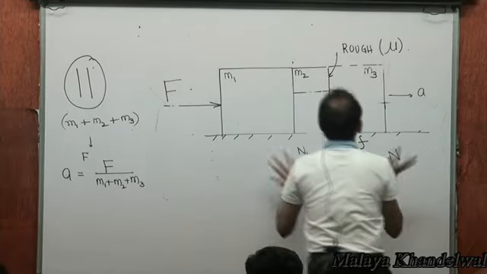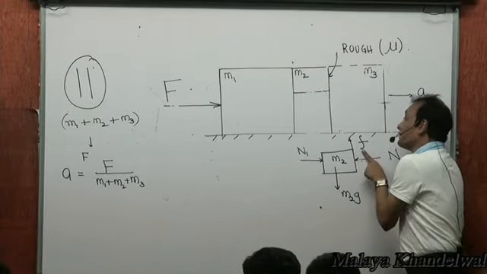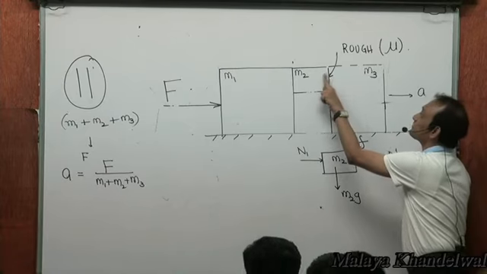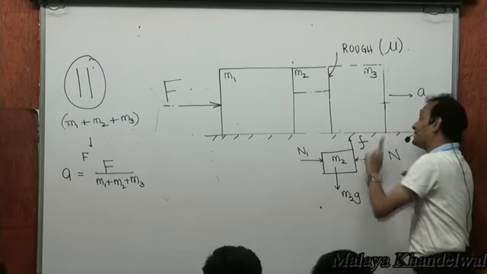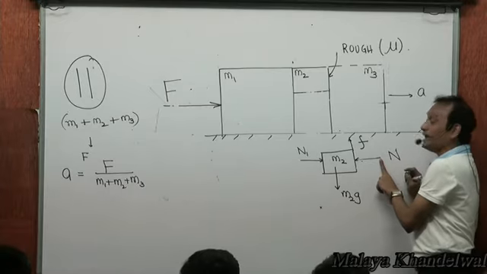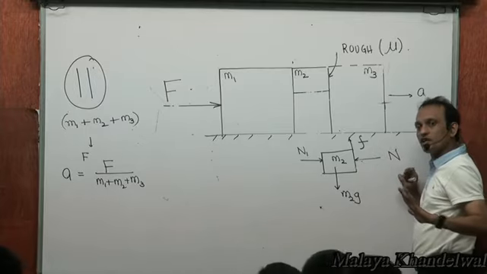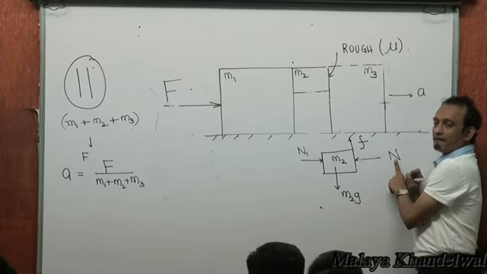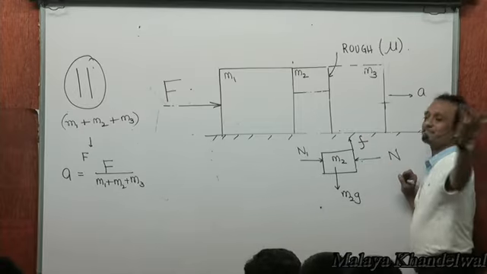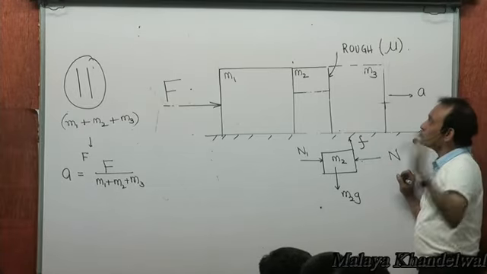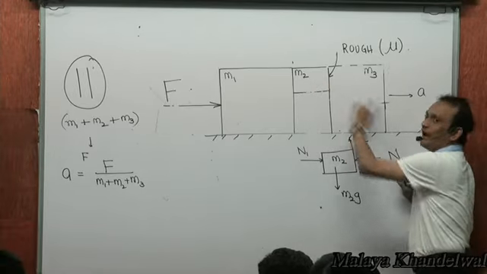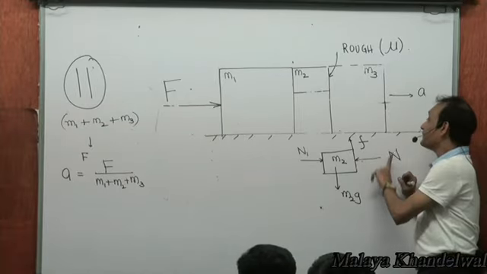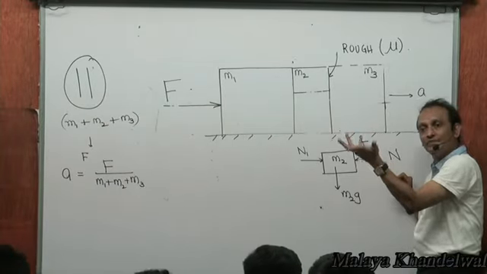Now, what is it that I want? The maximum f is how much? Mu times N, because it's this interface. Therefore, the normal reaction between M2 and M3 will determine f max. f max is going to be mu N. Let me first compute N so that f max is known. So let me find the normal reaction N between M2 and M3. That way I'll know the maximum f, which is mu times N.